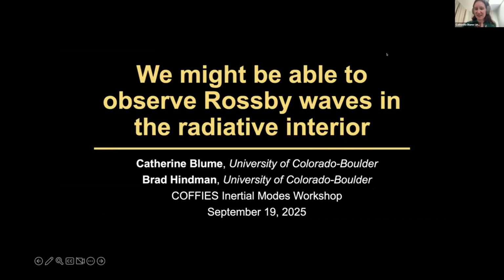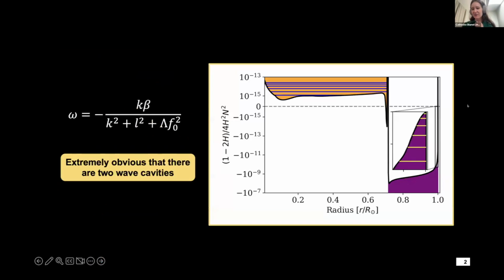Hello, I am presenting new work that will hopefully be out in the next few weeks. The punchline is on the title slide, which is that there's a possibility that we might be able to observe Rossby waves that are living extremely deeply in the sun. So the idea behind the project was that I did a beta plane calculation of radial eigenfunctions in a thick shell and discovered a couple of different things.